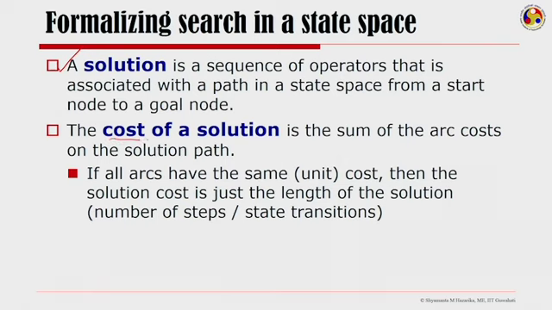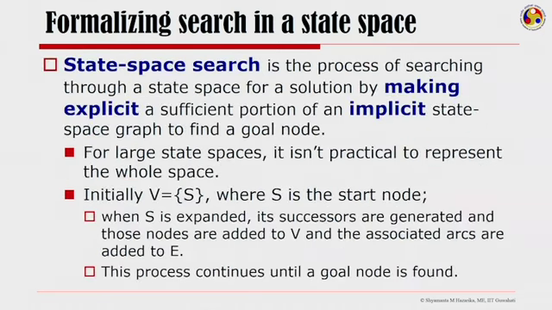And the cost of each solution that I am looking for is the sum of the arc costs on the solution path. So, if all the arcs have the same unit cost, then the solution cost is just the length of the solution, or the number of steps or state transitions involved. So, state space search under such a scenario is the process of searching through a state space for a solution by making explicit a sufficient portion of an implicit state space graph.